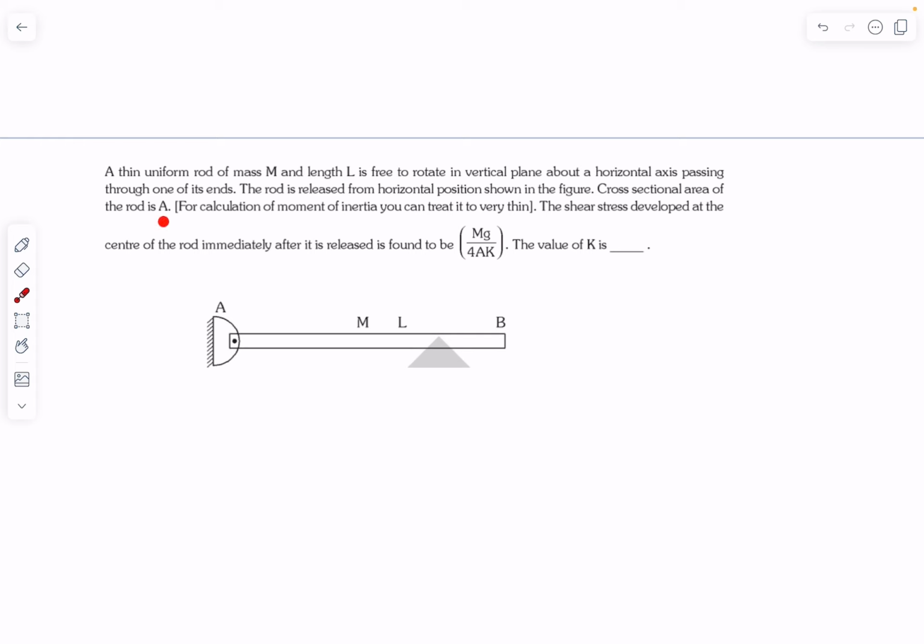Cross-sectional area of the rod is A. For calculation of moment of inertia, you can treat it to be very thin. Find the shear stress developed in the center of the rod immediately after it is released. So give this problem a good try, guys, and then check out the solution.